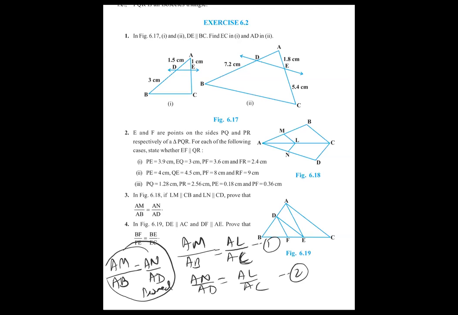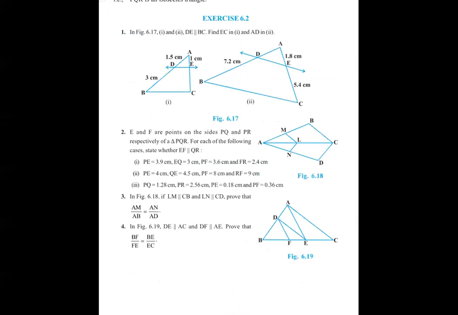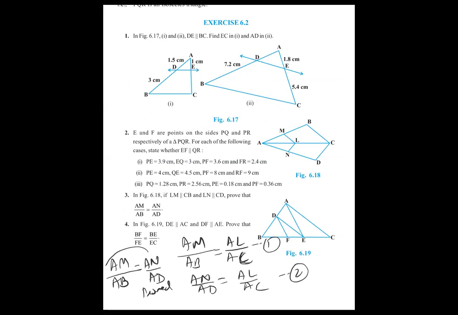Okay, now solve question number 4 then. If you have done it, for question number 4 I will give you an idea. The main task is to identify the triangles in which the lines are parallel and apply the basic proportionality theorem in those triangles, and then get whatever is asked in the problem. Every question you have to do the same thing.